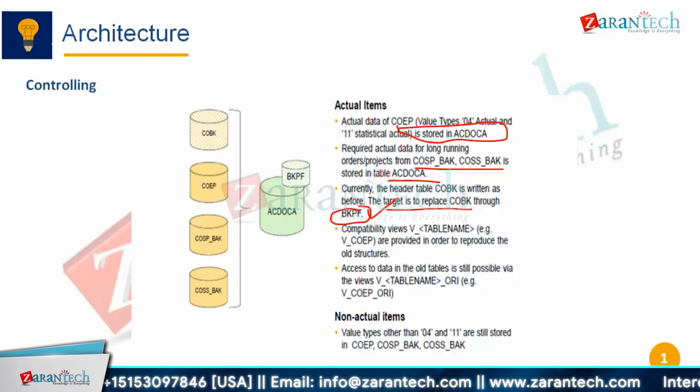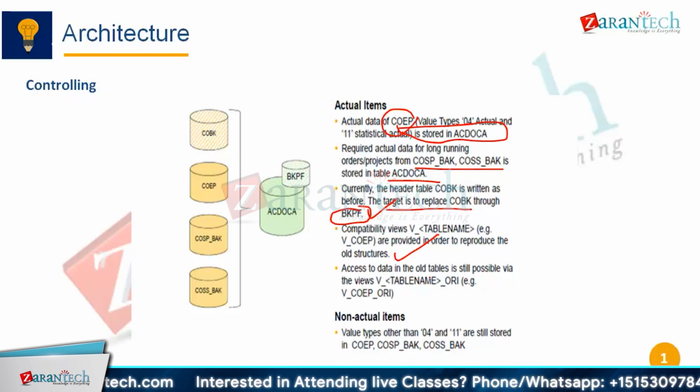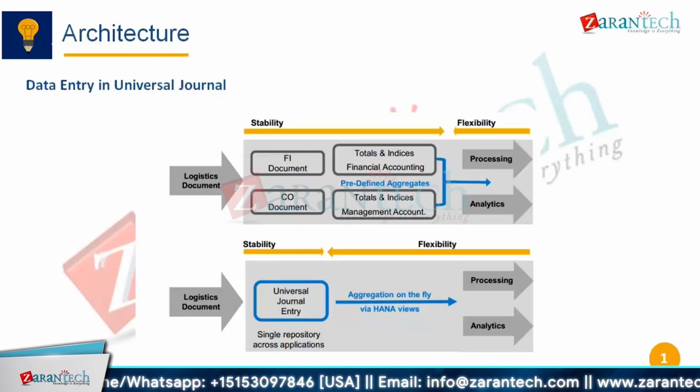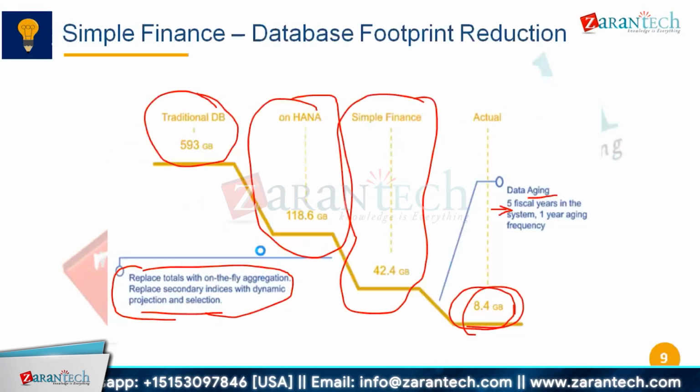Compatibility views. So still COEP you could see as a compatibility view. V underscore COEP views are provided in order to reproduce the old structure, so that your existing programs do not get interrupted. Okay. Access to data in all old tables is still possible via the views. So old tables exist as compatibility views. Non-actual items, so values other than 0411, are stored in COEP, COSP, COSS. Okay. So what we saw just now.